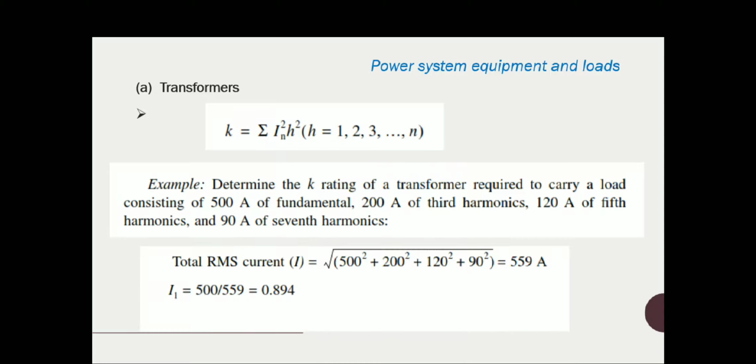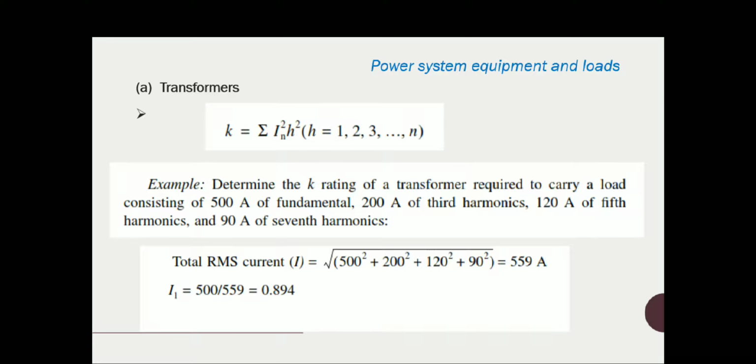As per our equation, you can calculate the total RMS current. RMS is the root mean square. So the square root of 500 square plus 200 square plus 120 square plus 90 square is equal to 559 amps. In order to find the K rating, you need to find I1, I3, I5, I7, etc. Here I1 is present, I3 is present, I5 is present, and I7.